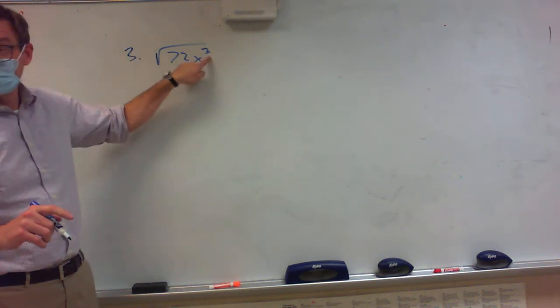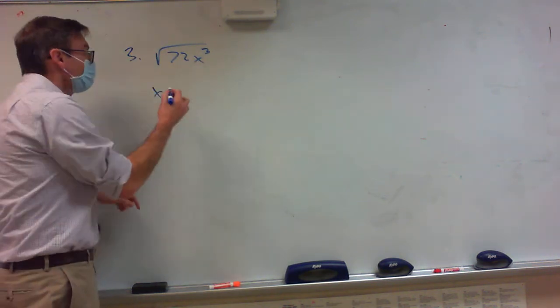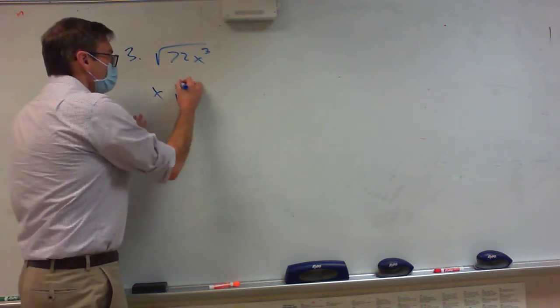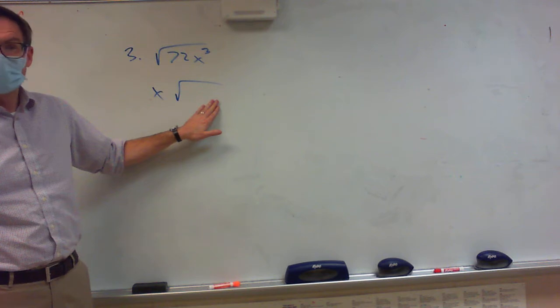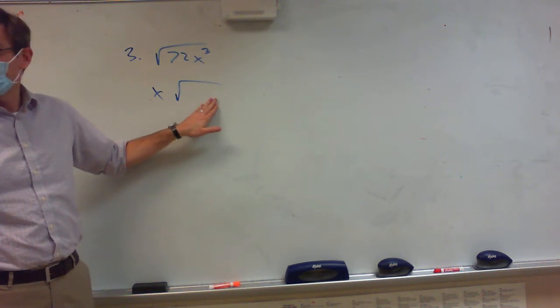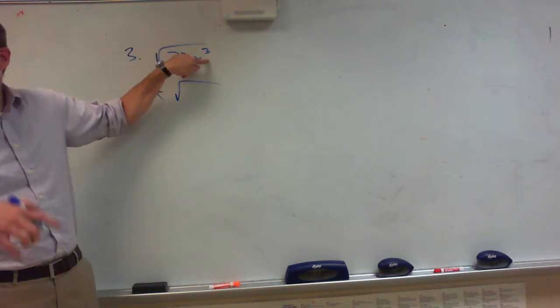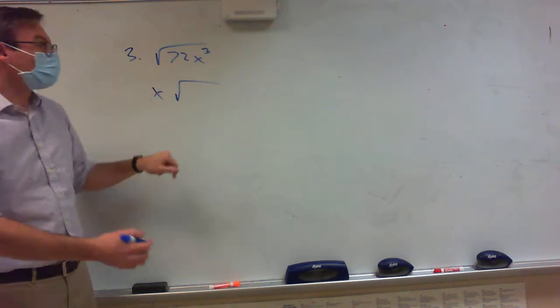How many times does 2 go into 3? 1, so there's an x. Because when we're done, we're going to have something outside the square root, something inside the square root. How many x's are left inside? We got a 1, because 2 goes into 3 one time with a remainder of 1.